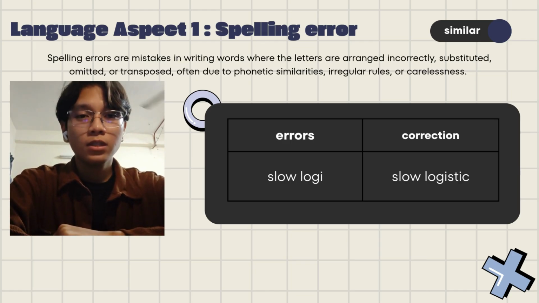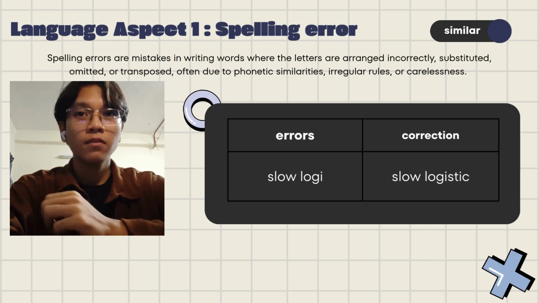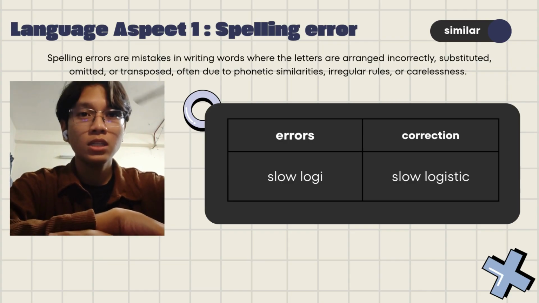So let's begin with the first language aspect, which is spelling errors. Now we have one error here, which is "slow logic". The "slow logic" appears as an incomplete abbreviation of logistics, which refers to the process of shipping, delivery, and order handling. The corrected version adds the full suffix for proper English spelling, which can improve readability and shows professionalism in e-commerce description. This type of error is often made from typing haste or autocorrect interruptions, which can reduce the seller's communication and can cause some confusion among the readers.